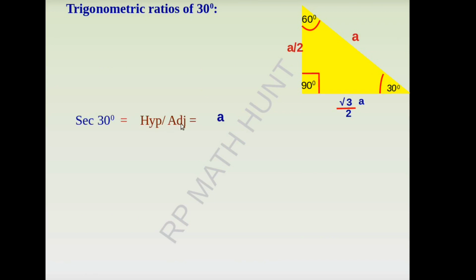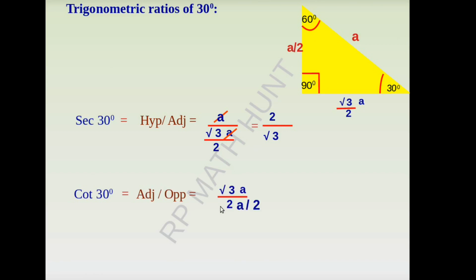Now sec 30: hypotenuse by adjacent is equal to a by root 3 a by 2. The a gets cancelled, giving 2 by root 3. Cot 30: adjacent by opposite is equal to root 3 a by 2 by a by 2. The 2 gets cancelled, a gets cancelled, and root 3 is the result.